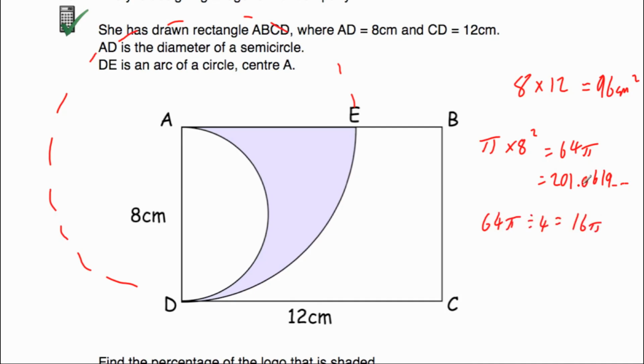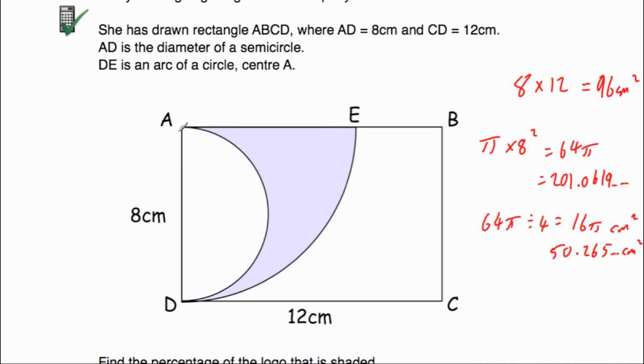16 pi centimeters squared. So that means that the area of ADE, this quarter circle, would be 16 pi centimeters squared, or 50.265 and so on centimeters squared. So that's the area of ADE. But if you look at that quarter circle, there's a semicircle that's been cut out of it.